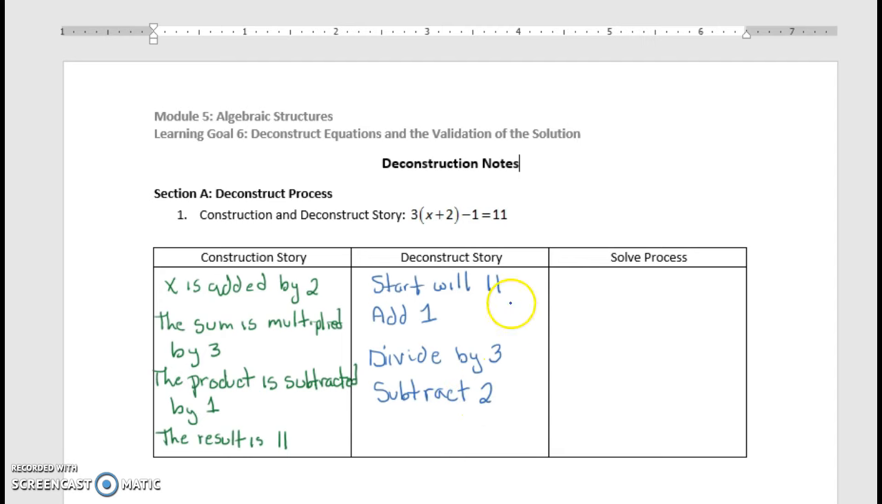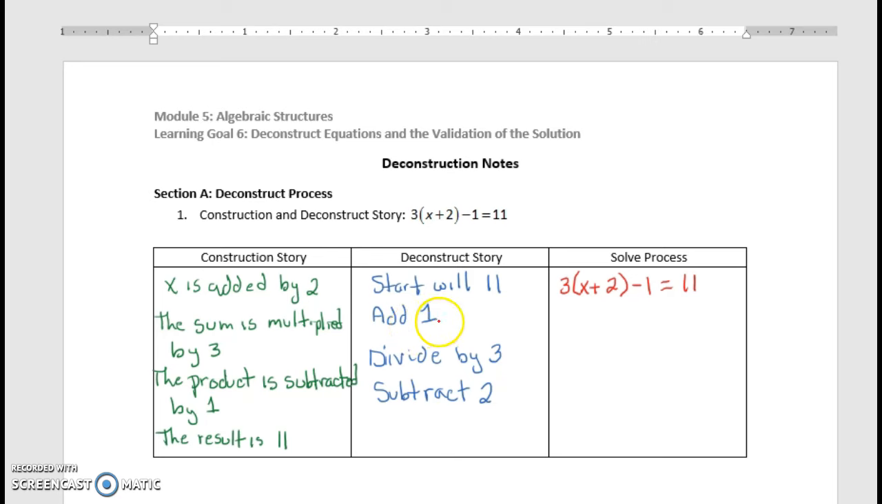So now when we look at the solve process, we really want to focus on where did this come from? What was done and what was left, if you will, based on this process. So we begin by working with the original problem, so 3 times the quantity x plus 2 minus 1 equals 11. And so we're starting with 11.